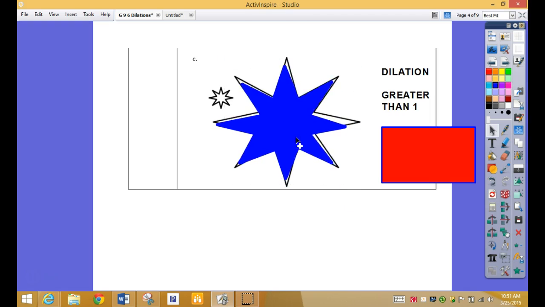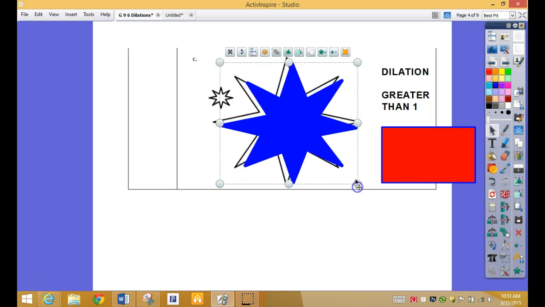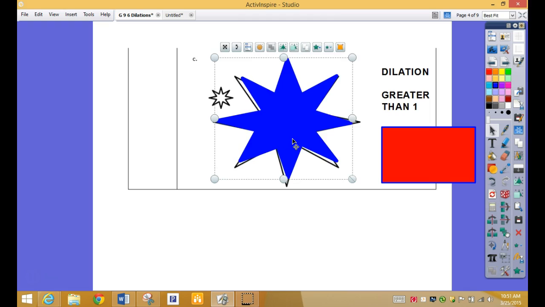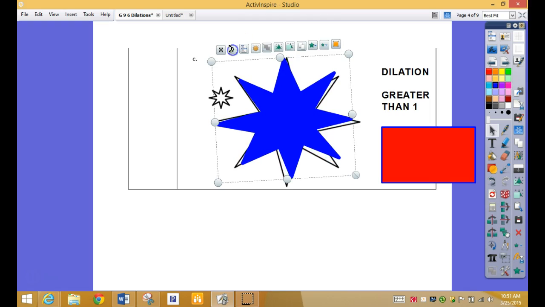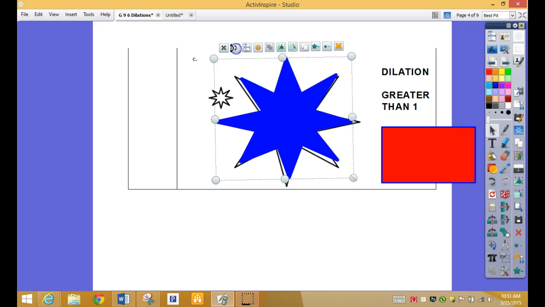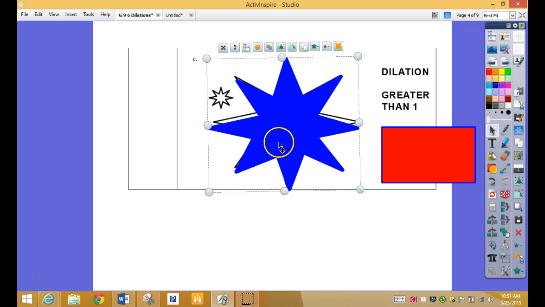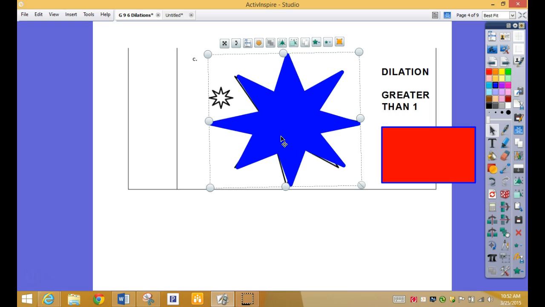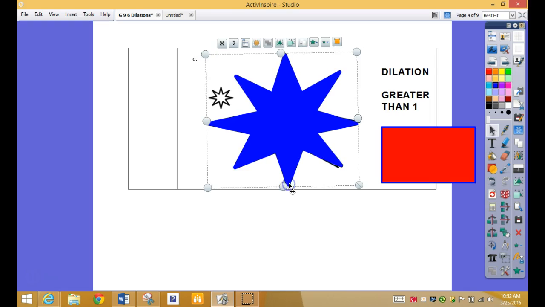Looking pretty good, isn't it? Looks like I need to. Looks pretty good, doesn't it? So yes, that is a dilation and it's greater than 1.